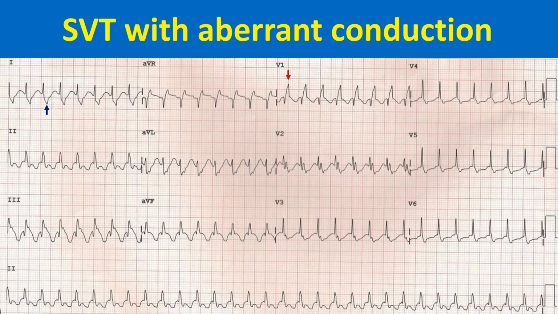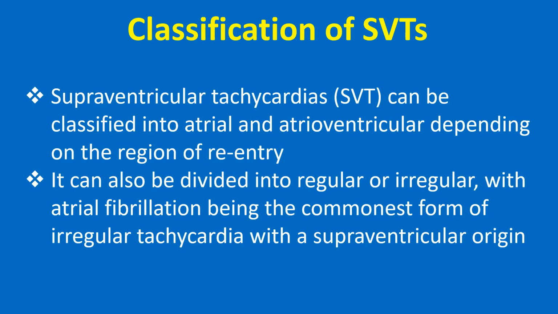In case of true supraventricular tachycardia, these maneuvers may terminate the tachycardia. Same is true of intravenous adenosine, which induces transient AV block in a more predictable way. The prominent R' and S wave in this case are different from the tiny pseudo R' and pseudo S due to retrograde P waves. Supraventricular tachycardias can be classified into atrial and atrioventricular depending on the region of re-entry.